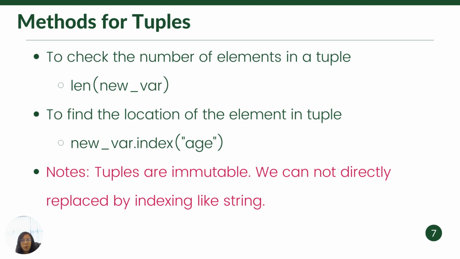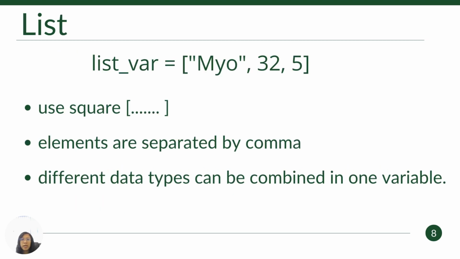Okay. Please take note that tuples are immutable. We cannot directly replace elements by indexing like a string. Right? In the string, you can replace directly by using the indexing, but here we cannot. So, for example, if you write new_variable[0] and assign a value, it will not work. You have to be careful. Right? Now, let's move on to the next compound type, which is list.